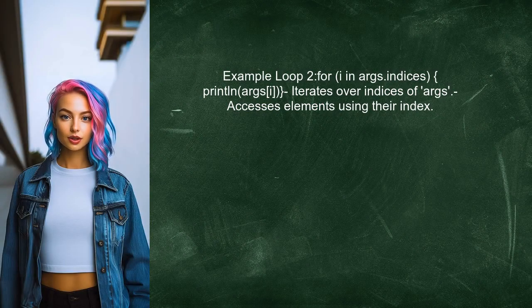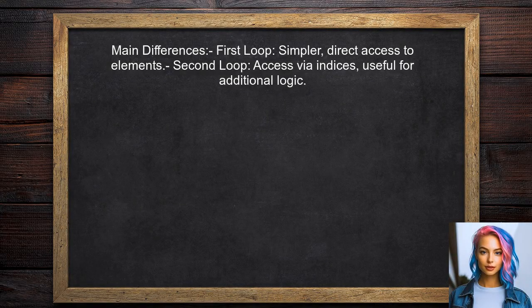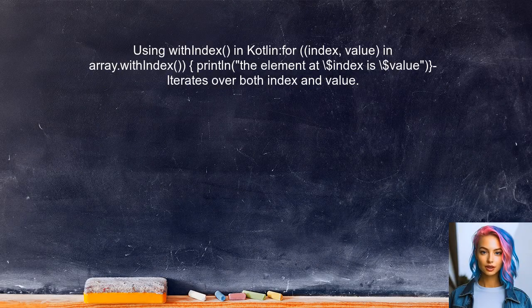Here, the user uses args.indices to iterate over the indices of the array. This means the user accesses each element by its index, which can be useful when the index is needed for additional logic. The main difference between these two loops is how they access the elements. The first loop is simpler and more readable, while the second loop provides more control by allowing the user to work with indices.